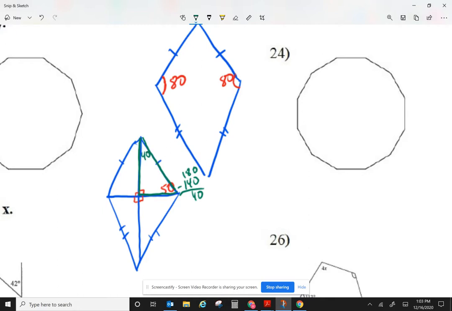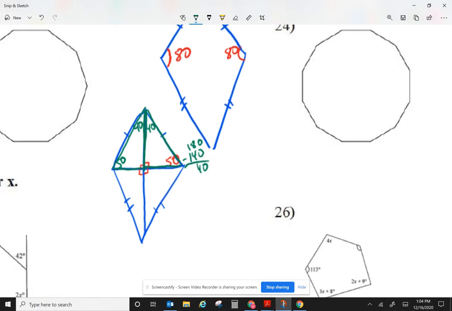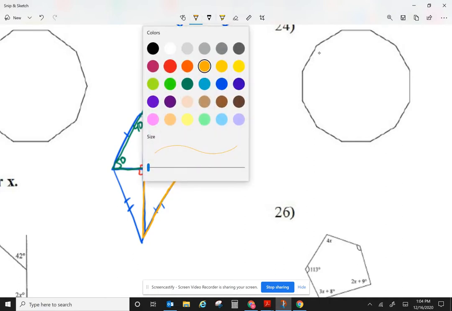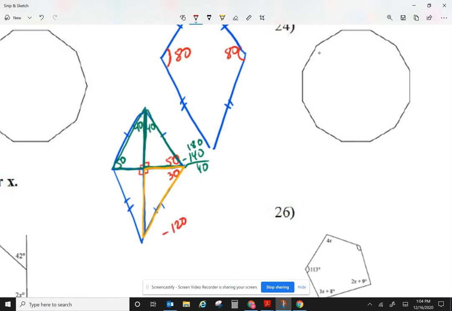Remember, my kite is separated into 4 triangles. The cool thing is that on the other side, I'm going to get 40 as well, and then 50 as well. I have 2 triangles that are the same thing. Now, let's say at the bottom, let's say this angle at the bottom was 30. I want you to focus on one triangle at the bottom. You know 2 angles, 30 and 90. If you add those 2 angles, 30 and 90 is 120. Subtract that from 180. It gives you this bottom corner is 60.